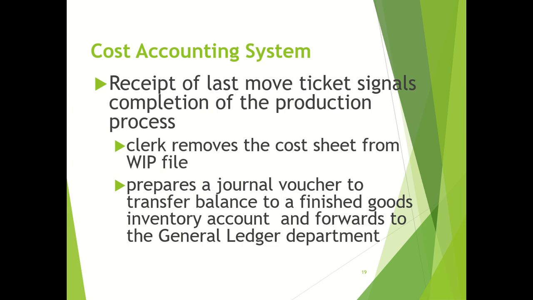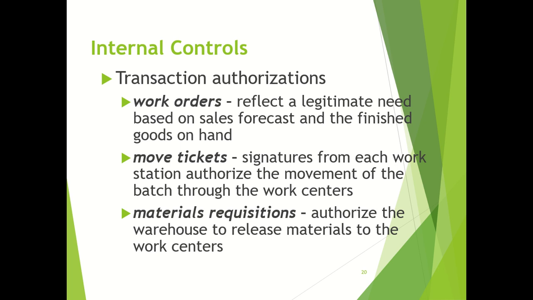I hope you were not confused; we just had a discussion of the items included in the batch processing steps of our production activities in manufacturing, and how the cost accounting system works in general. Okay, so let's talk about the controls over this production or conversion cycle in general. In terms of transaction authorization, we have the work orders, which reflect the legitimate need based on the sales forecast and the finished goods on hand.